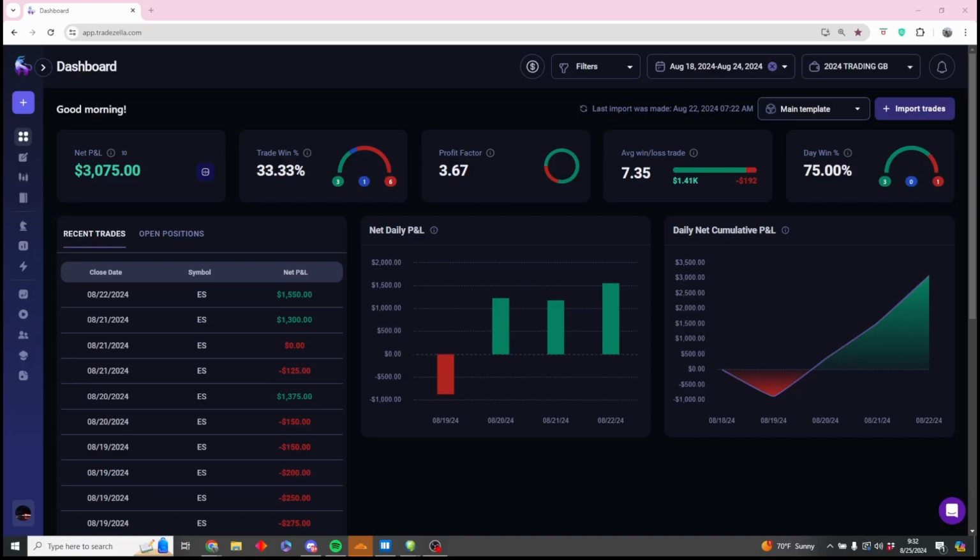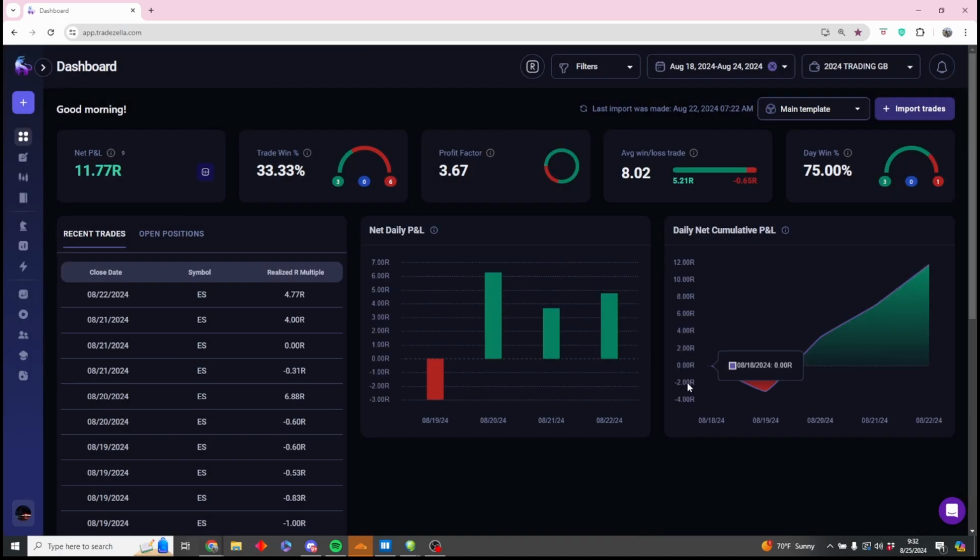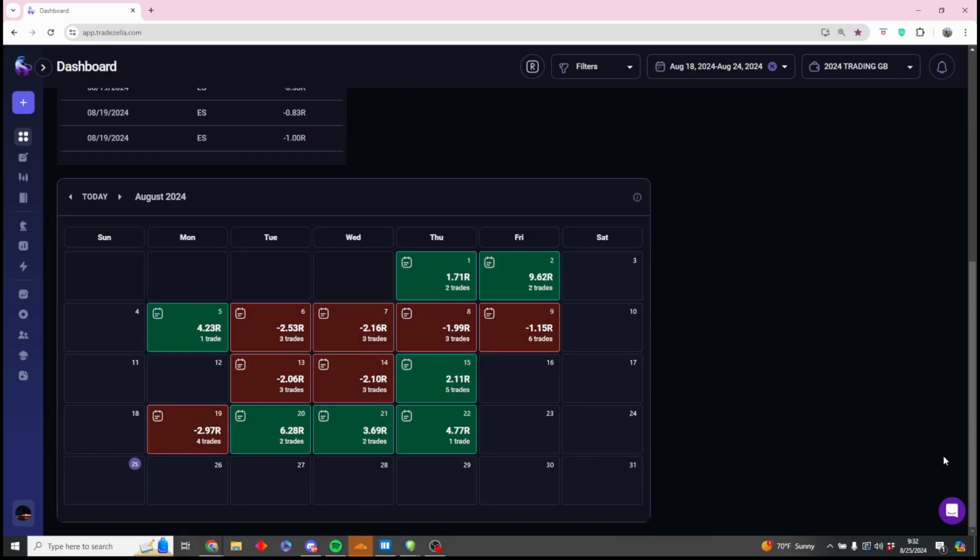I'm going to be going over how I was able to make a little over 3K this week, aka about 11R on the R multiple on TradeZella. And I'll be going over the exact strategy I use to find my levels of interest using auction market theory.